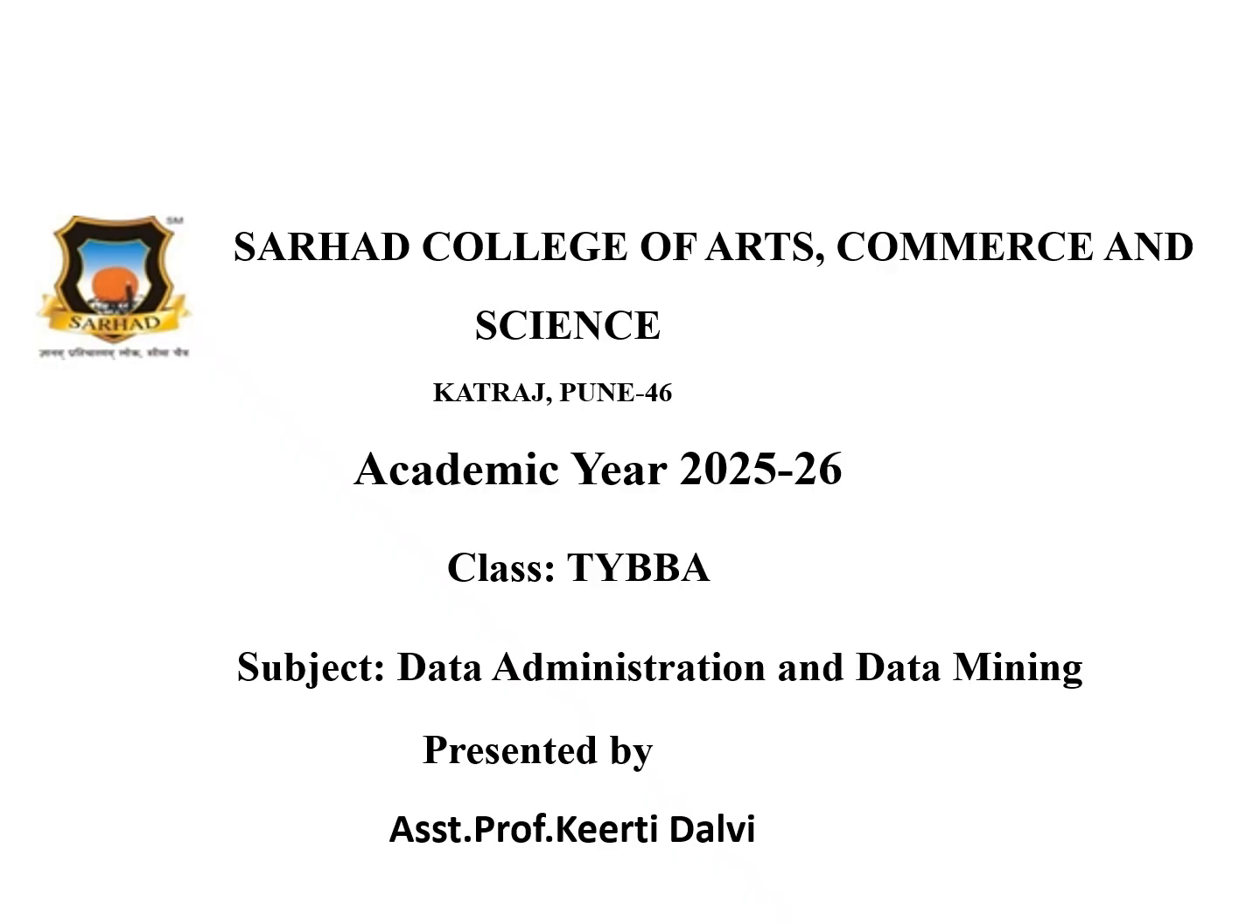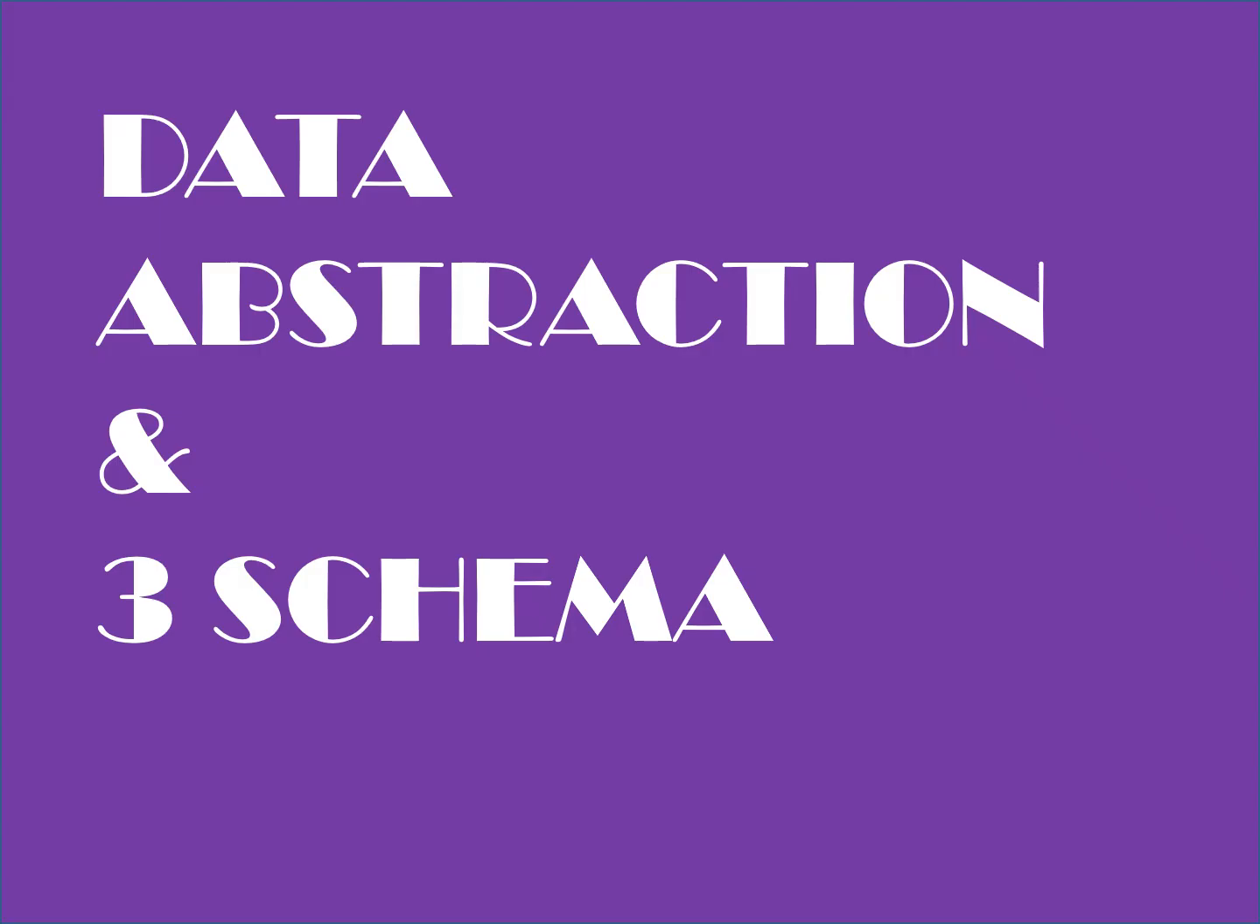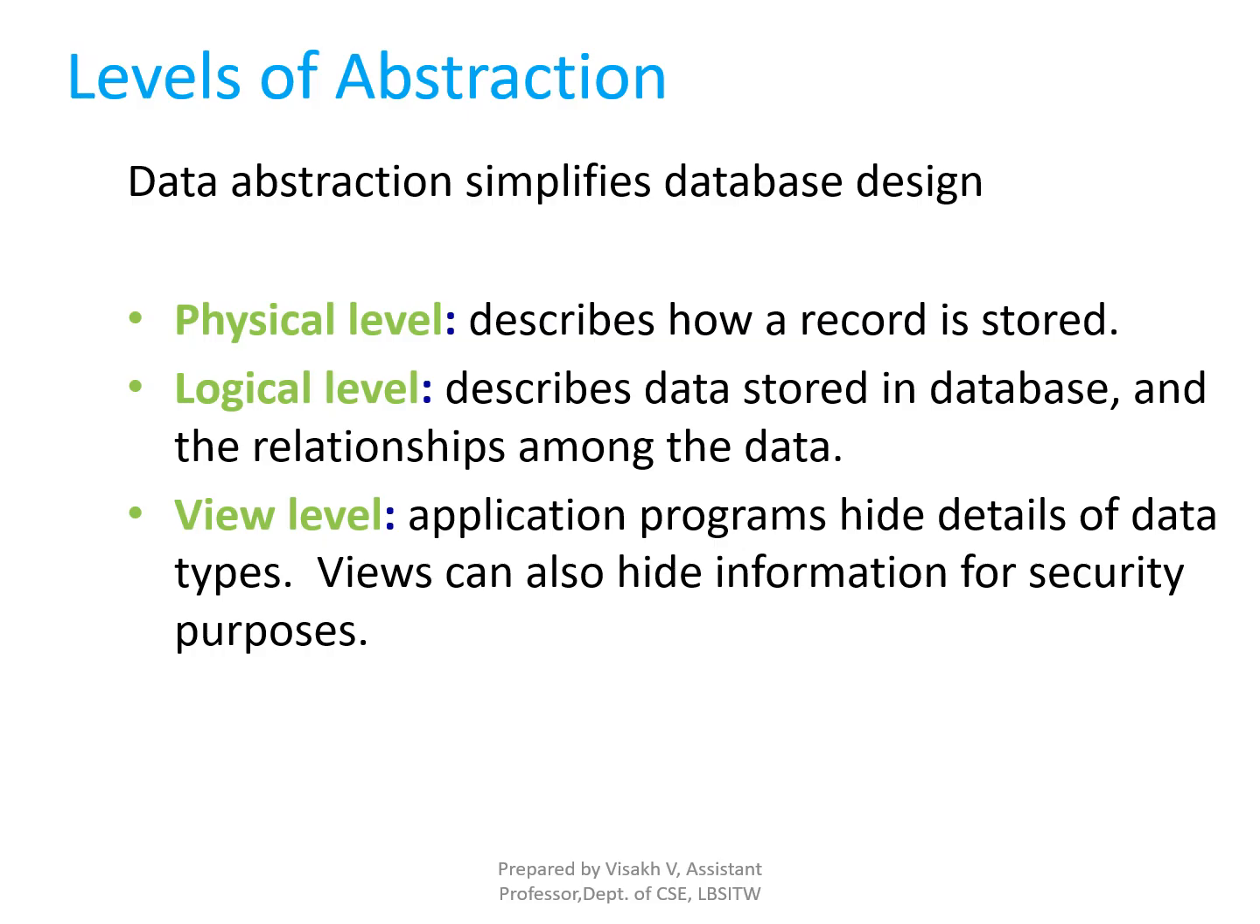Today we will see third year BBA. Subject name is Data Abstraction and Data Mining. In that we will see the topic name Data Abstraction and three schema. So in data abstraction there are the levels of abstraction.